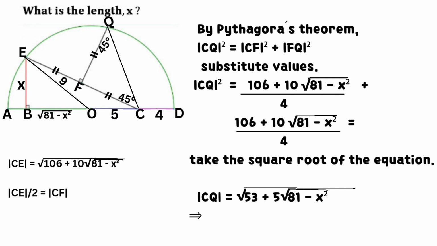Take the square root of the equation. It follows that line CQ equals the square root of the sum of 53 and 5 times the square root of 81 minus the square of x.